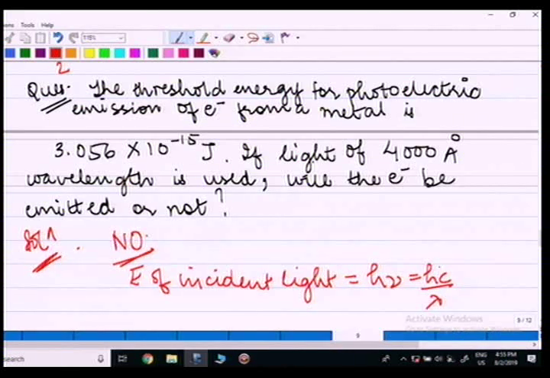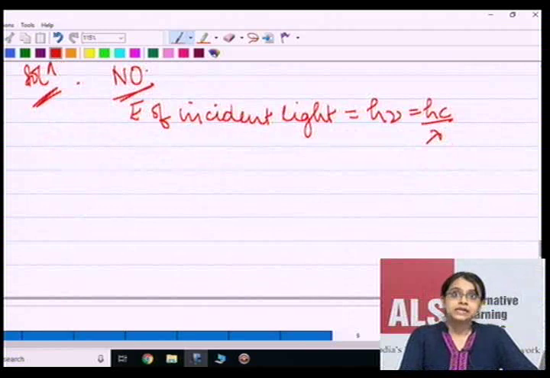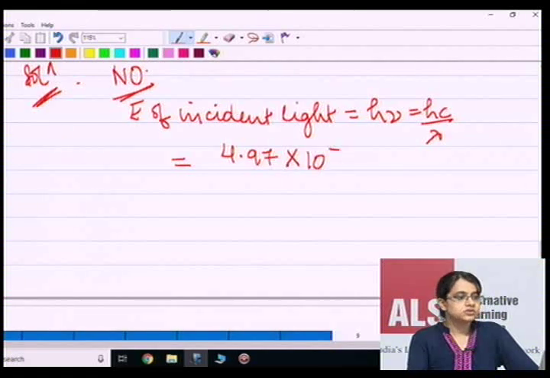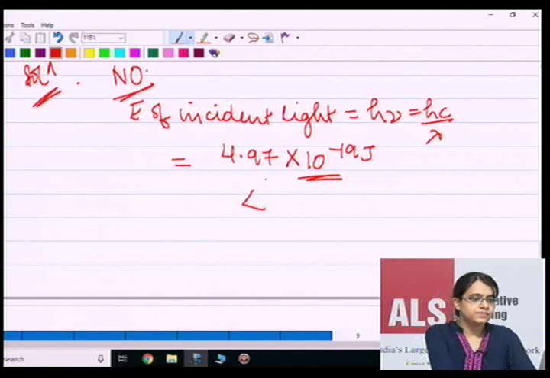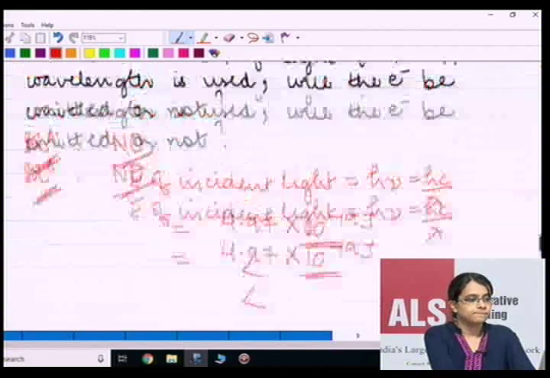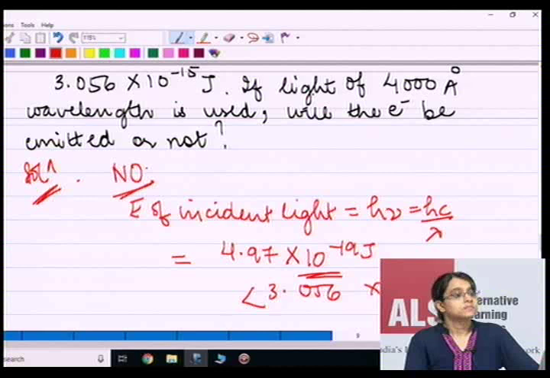Okay. So students, if any of you have calculated the frequency separately, you actually don't need to do that. You can just put in the values of c and lambda directly here and then also calculate. So putting in this value, this comes out to be 4.97 into 10 to the power minus 19 joules, which is actually less than the threshold frequency that you're given. So no electrons will be emitted.